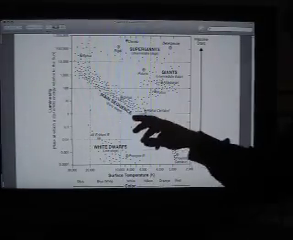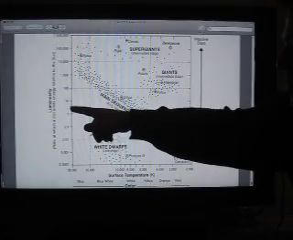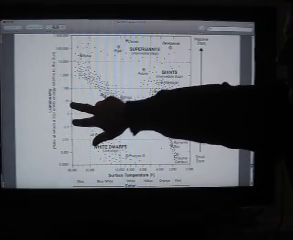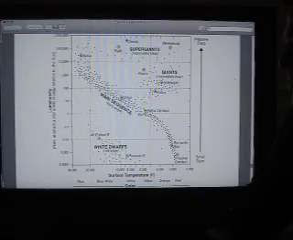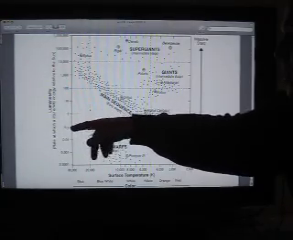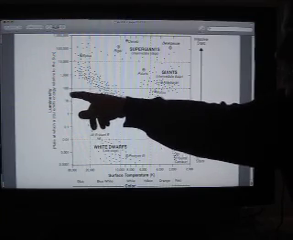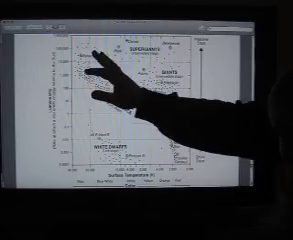The lower you are on the graph, the darker the star. Okay, notice that it's not going up by the same unit. For each interval, it's changing by a different amount. So from here to here, it's only changing by units of 1. But if you went from here to here, it's changing by units of 10. Okay, so that's the luminosity.